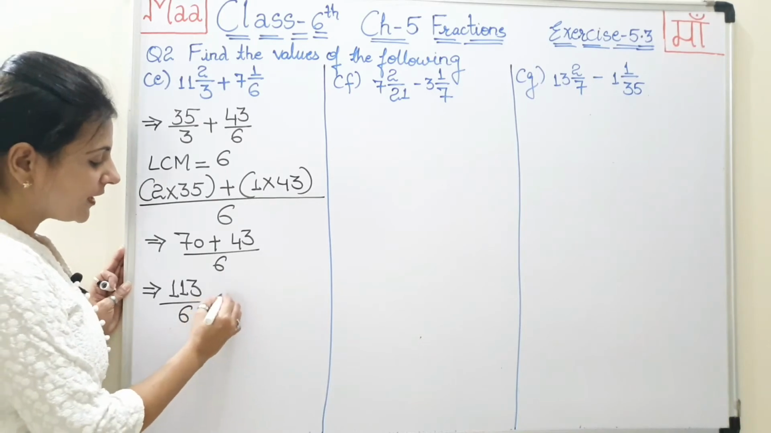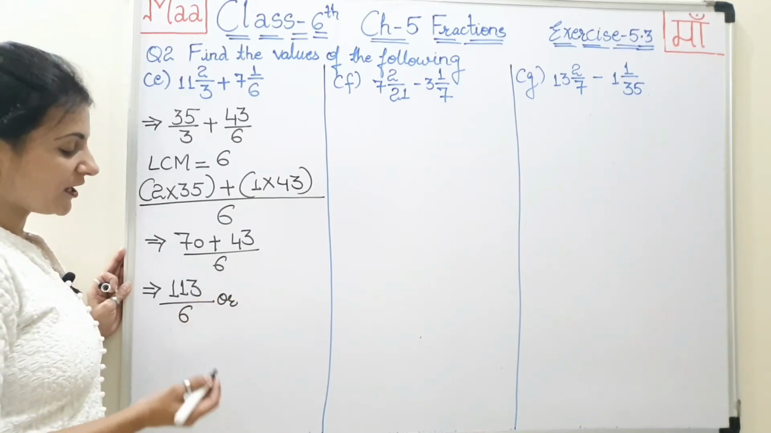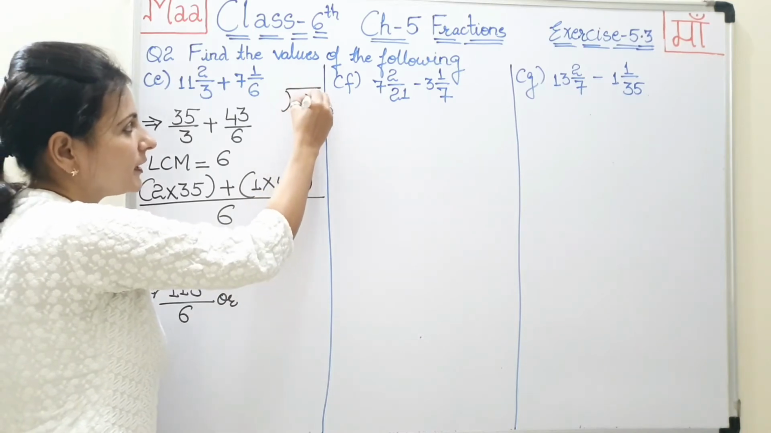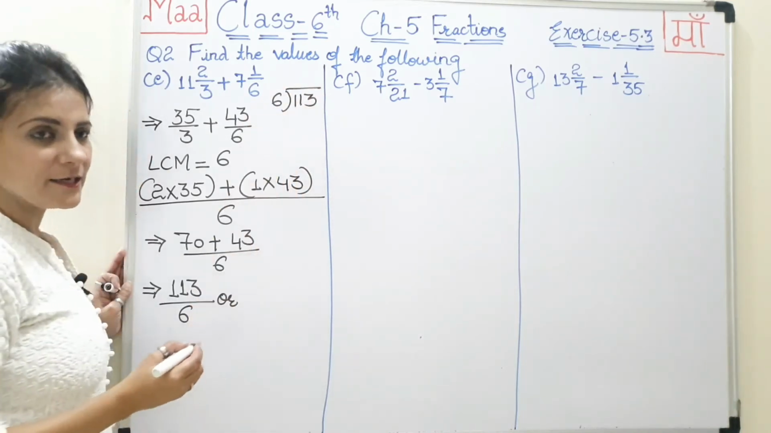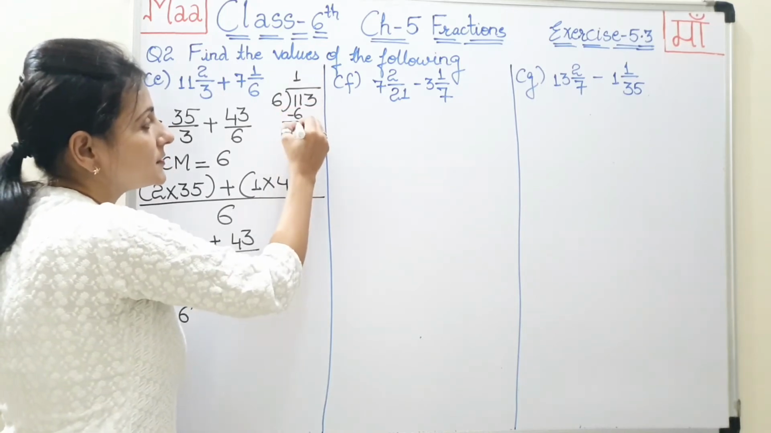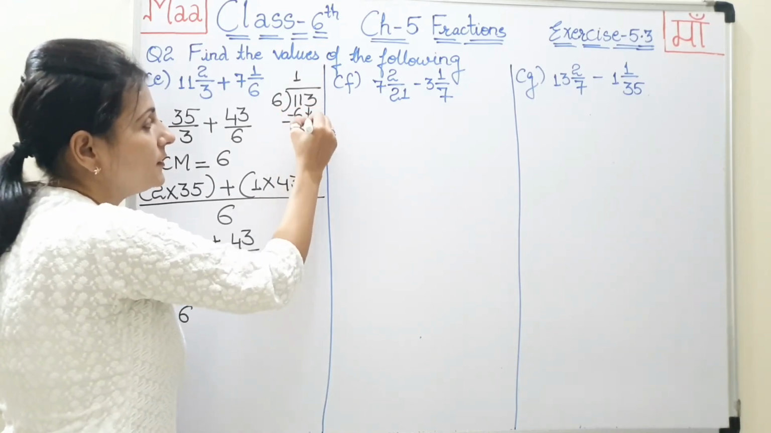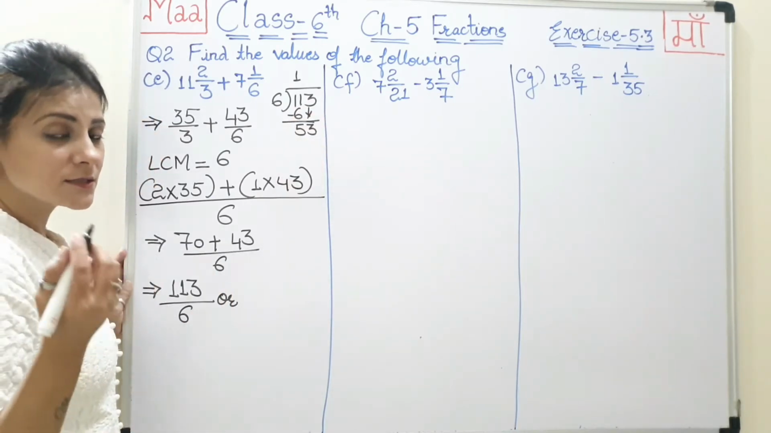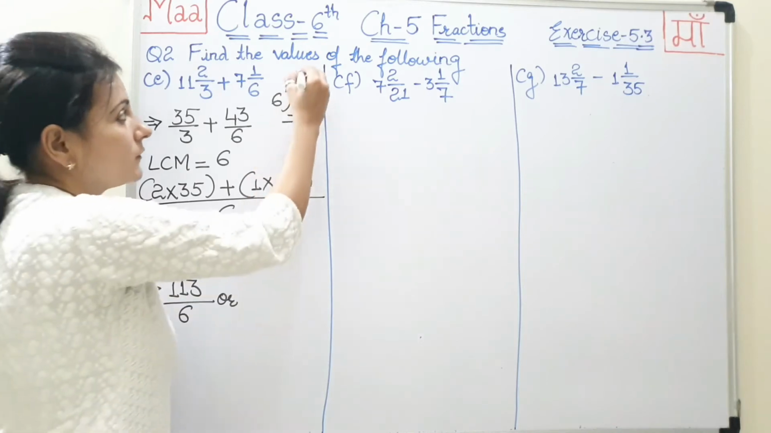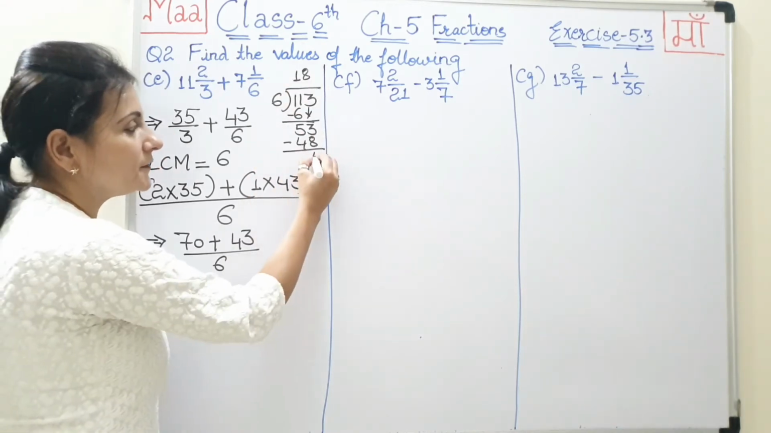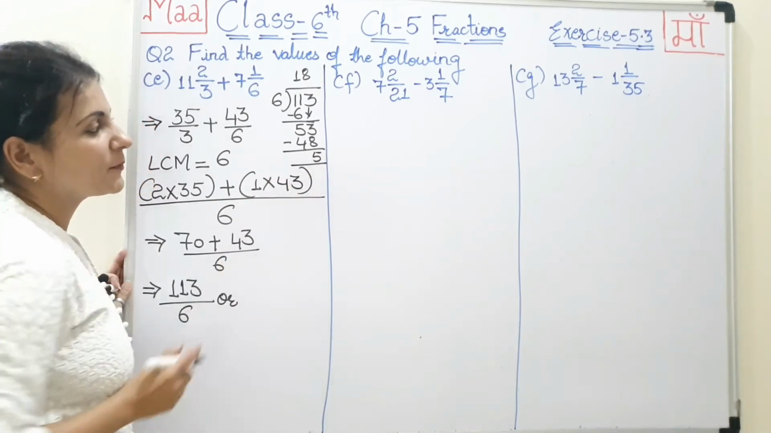Okay. Now we have to convert it into a mixed fraction. We will convert it into a mixed fraction, so divide 113 by 6. So 6 ones are 6. 11 minus 6 is equal to 5. Bring this 3 down. Now 6 8s are 48 and 6 9s are 54. So we will take 8 times, 48. So 53 minus 48 is equal to remainder 5. What remainder is left? 5.